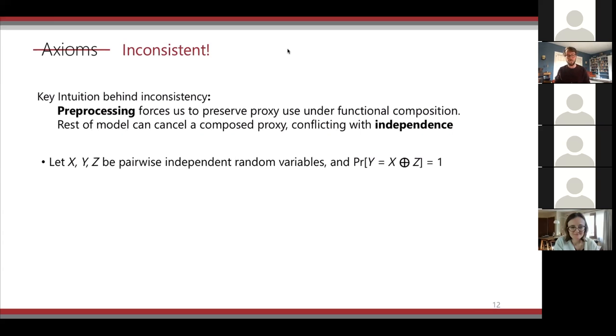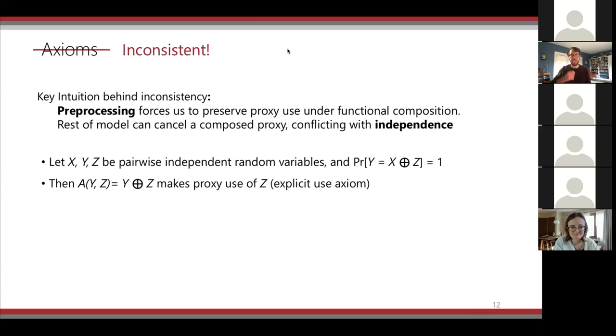So a concrete example of this: if we have X, Y, and Z, say they're pairwise independent binary random variables, and Y is equal to X exclusive or Z with probability 1, right?